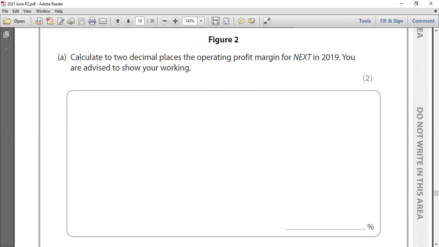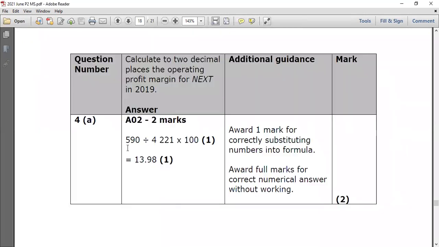In this case, operating profit is given, revenue is given. You have to divide operating profit over revenue times 100, right? So just substitute here and find the answer on the calculator. So 590 over 4,221 times 100, that is 13.98, right? 2 marks: award 1 mark for the correct substitution of numbers into the formula, and award full marks for the correct numerical answer without working.